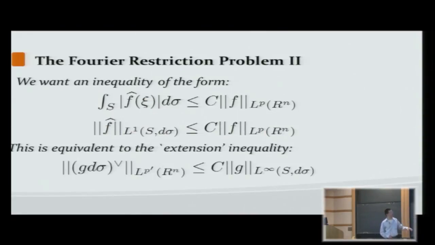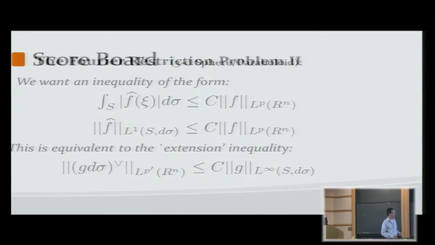And so this is equivalent to the extension formulation where I start with a function on the paraboloid, and I need to put a measure on here, and I take the inverse Fourier transform of this, and I try to upper bound the LP norm of this by the L infinity norm of the function on the surface. Now you should see that we're working in Euclidean space here, but this is essentially the exact Euclidean form of the discrete problem I defined previously. And so this discrete problem serves as a good model for this problem in Euclidean harmonic analysis.